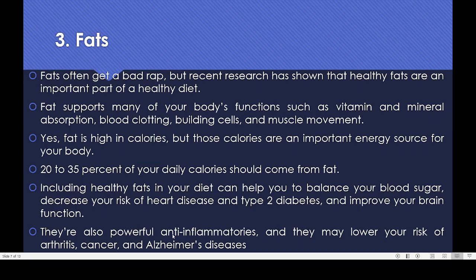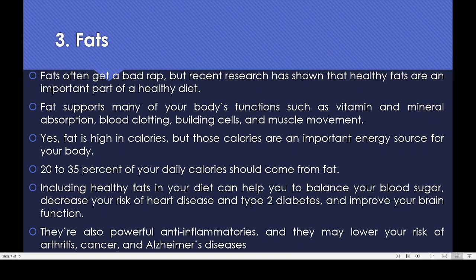They are also powerful anti-inflammatories, and they may lower your risk of arthritis, cancer, or Alzheimer's disease. So even though fat is basically for storing energy, reducing it too much is not always good.